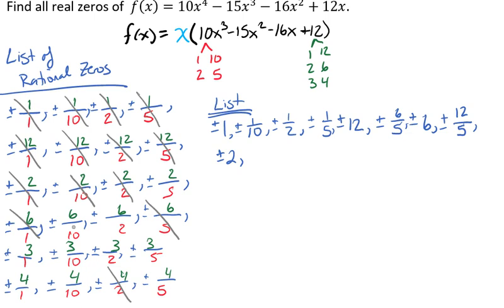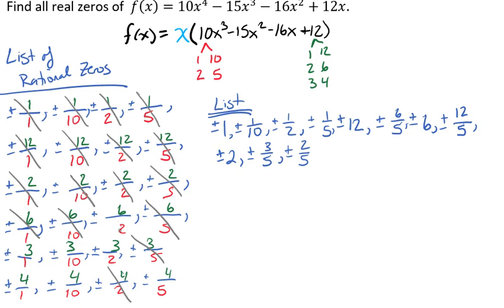All right, so now 6 over 10 reduces to a 3/5. Oh, it looks like I skipped one too, but let's do this first. So 3/5, cross that out. All right, I forgot the 2/5 right there, so I need to make sure I write that one down. So plus or minus 2 over 5.